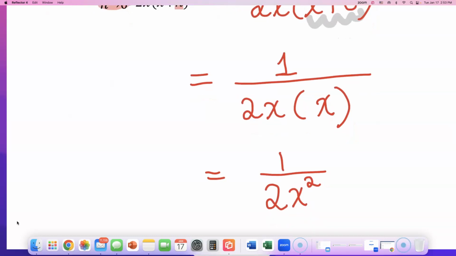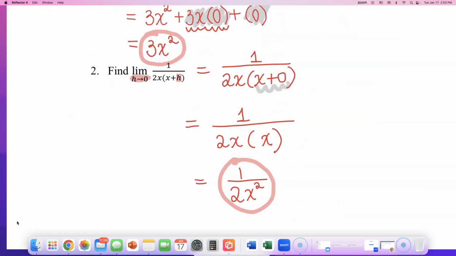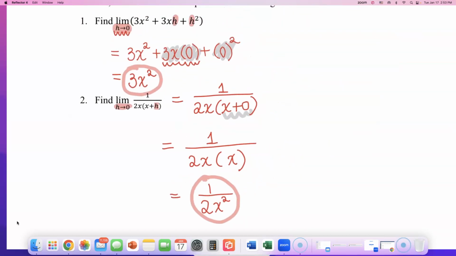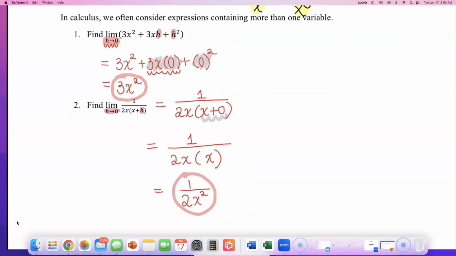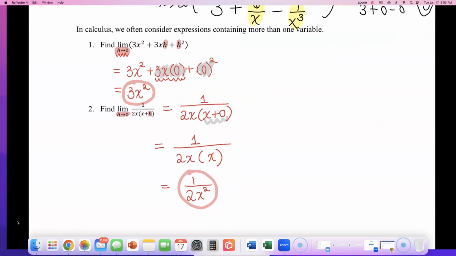So if you have more than one variable, make sure you're just plugging into the one variable that they want you to evaluate. Okay, so that's it for limits algebraically.